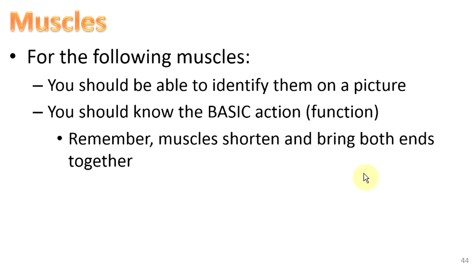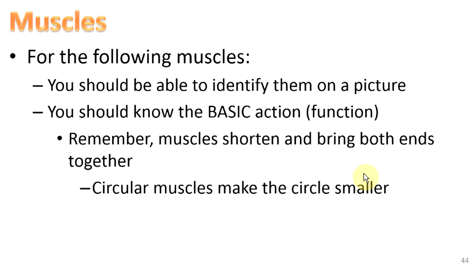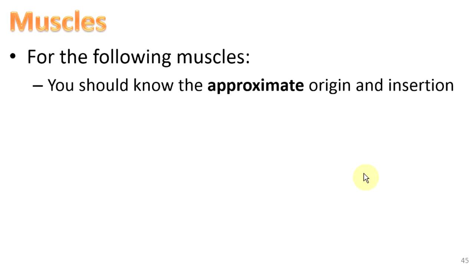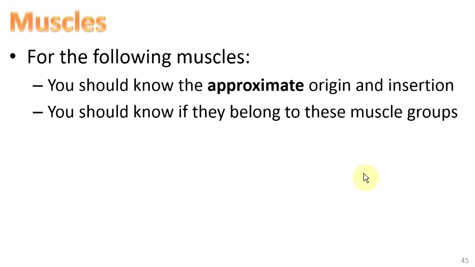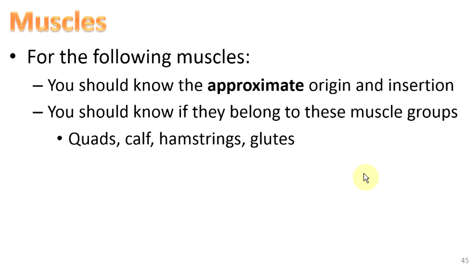And just remember, muscles shorten and bring the 2 ends together. And remember, circular muscles make the circle smaller. So we're going to run into 2 circular muscles that we'll talk about today. You should know the approximate origin and insertion, and you should know if they belong to any of these following groups. Okay, now there are more groups than this, just that some of them are a little more difficult and we're not going to talk about them, okay?